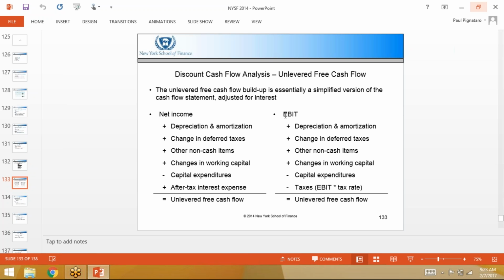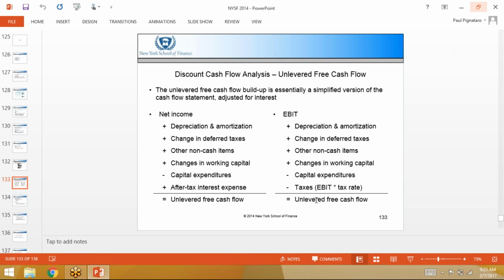But net income was after taxes, EBIT is before taxes. So we need to apply an impact on taxes to EBIT. And it's very important to note that you're not getting taxes from the income statement. It's EBIT times tax rate. You want EBIT times tax before interest. You want taxes before the impact of interest. And that gets you to unlevered free cash flow.